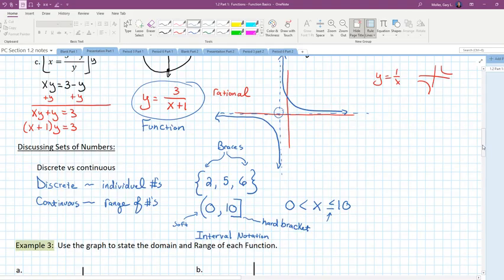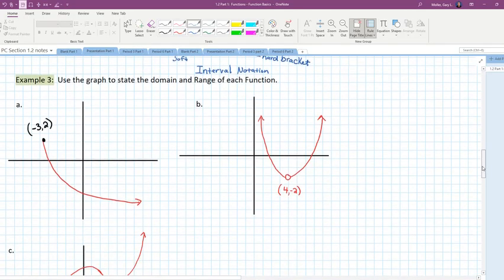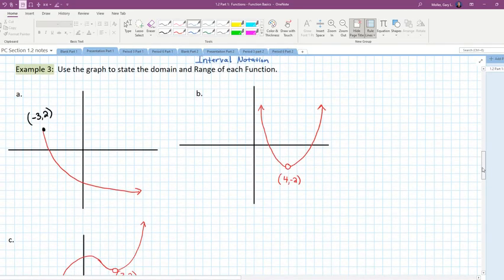So let's take a look at example 3. Here we have what I am claiming are 3 functions, and a quick vertical line test will verify that. What I want you to do is practice your interval notation. Let's talk about the domain. When we're talking about the domain, we're talking about what x values are used or have been used or could be used in this problem.